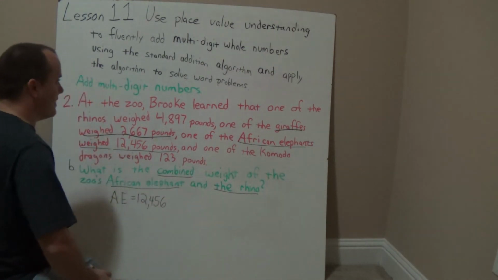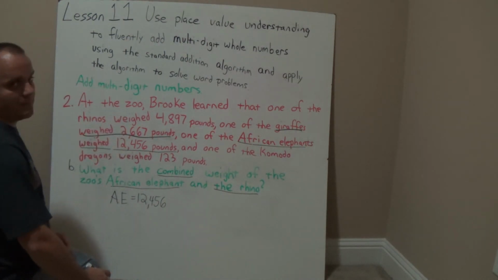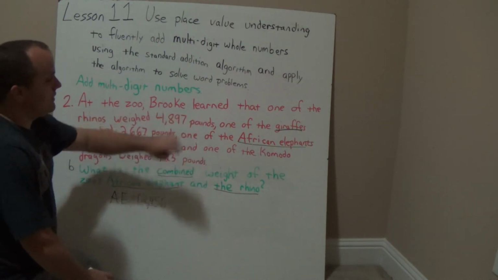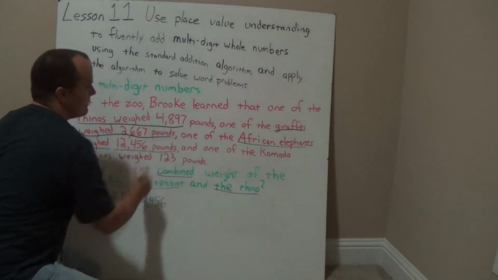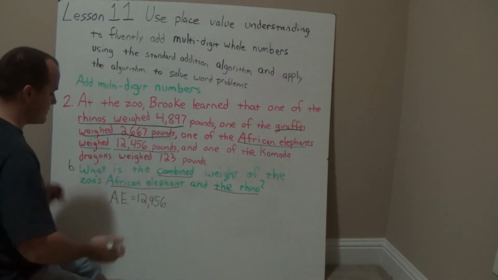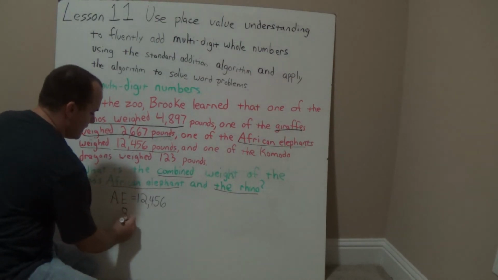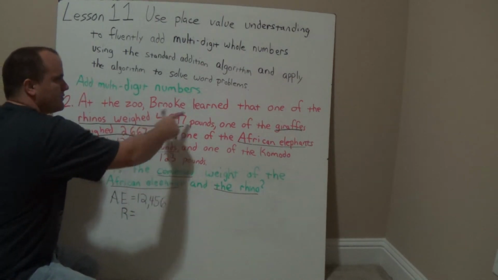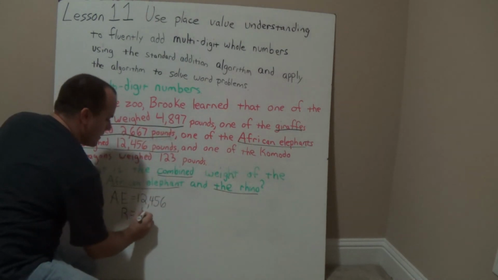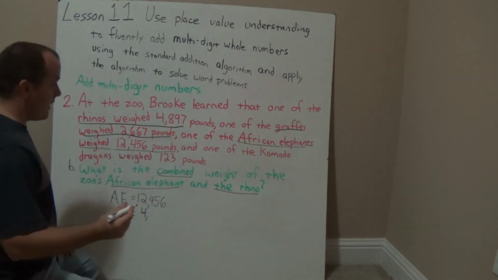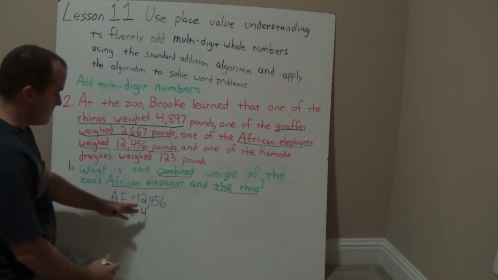Now I'm going to look for the rhino. Let me read this again until I find my rhino. At the zoo, Brooke learned that one of the rhinos, oh there it is, the rhinos weighed 4,897 pounds. So I'm going to put an R for rhino, and I'm going to put the rhino's weight. Rhino weighed 4,897 pounds.